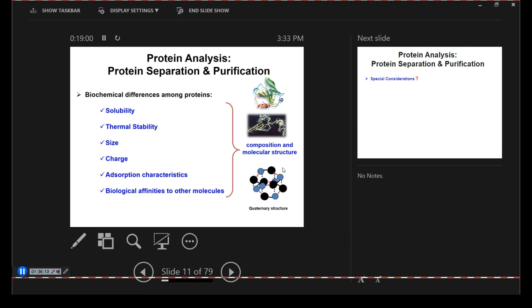So what do they do in the industry? It's thermal stability. Separation based on heat is rarely done in industry. I'm just explaining here that it can be done to separate them, but this is not an application that is done in industry.